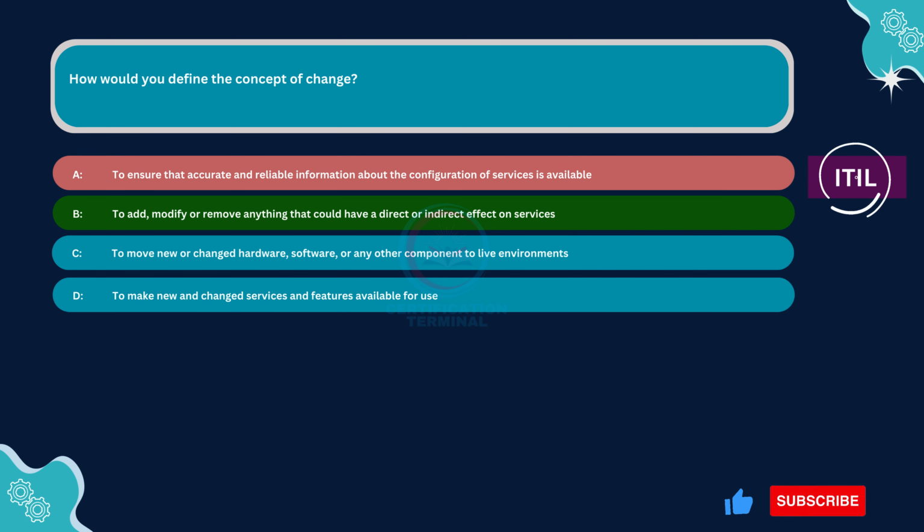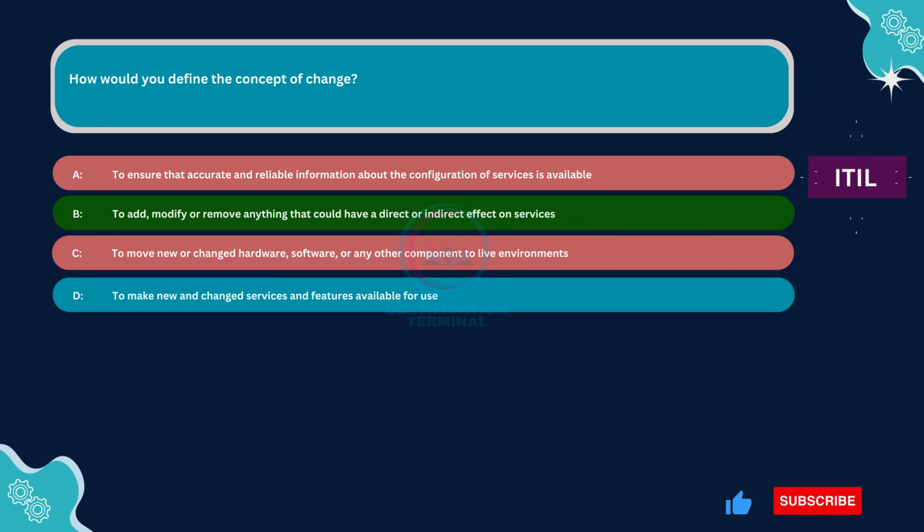Option A is incorrect. This option describes a goal of configuration management rather than the definition of change. It focuses on maintaining accurate and reliable information about service configurations, which is related to tracking changes but does not define what a change itself is.